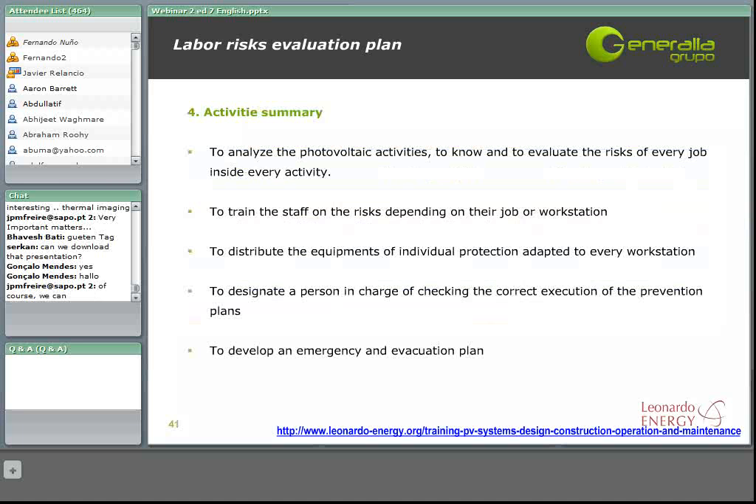Once the activity analysis has been done, we should do a summary to know and evaluate the risks of every job inside our activity, and also to train our staff on the risks which depend on their job or workstation. We should distribute the protections for all the equipment adapted to every workstation, and it is really important to designate a person who will be in charge of checking the correct execution of the prevention plans. Finally, it is very important, as we have said all along this webinar, to develop an emergency and evacuation plan.